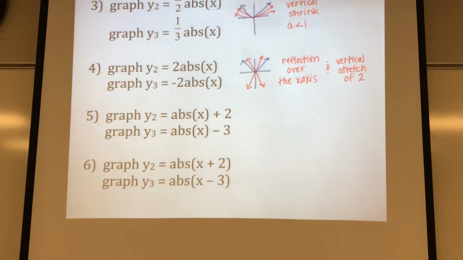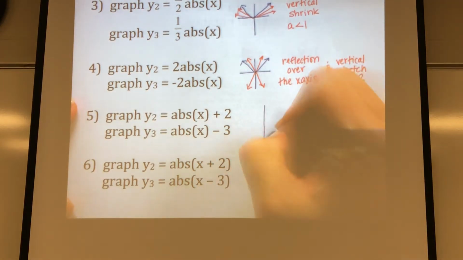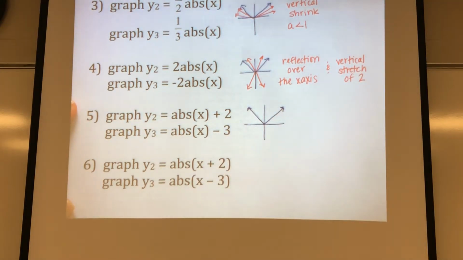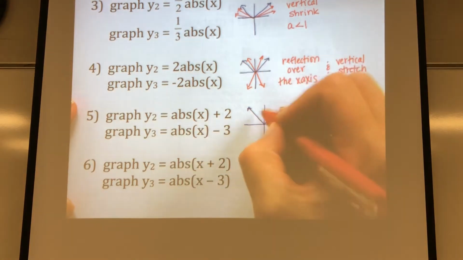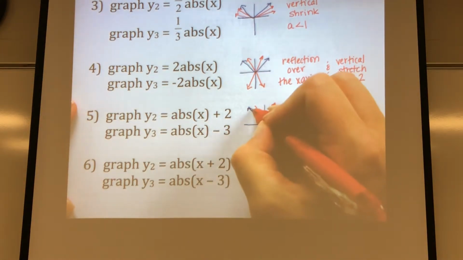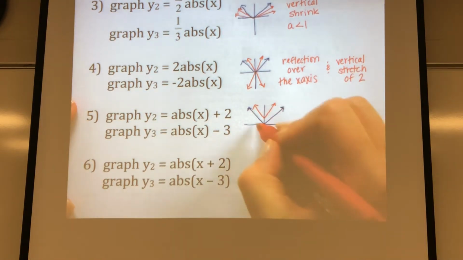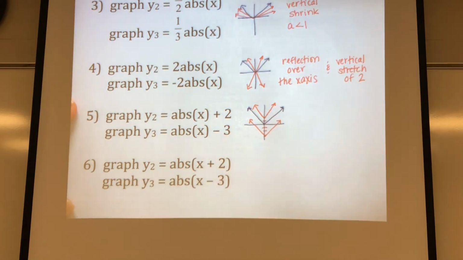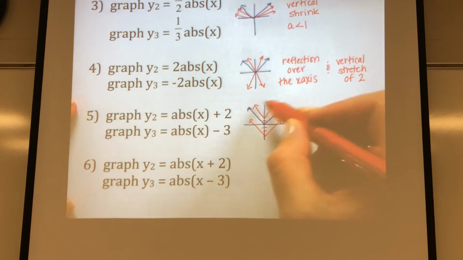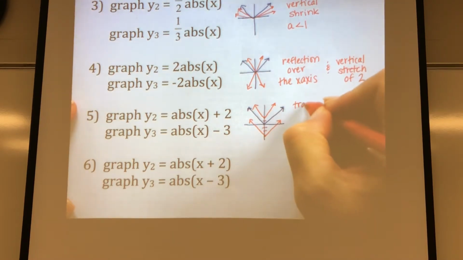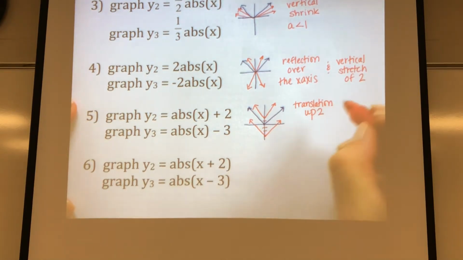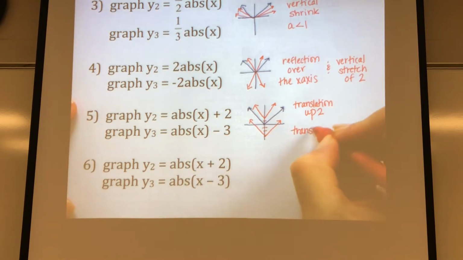All right, number 5. So we have our parent function. Always use that to compare all of these. And then we had one that had an absolute value plus 2 on the outside. You should have seen that it moved your absolute value function up 2. And then the next one moved it down 3. So we would describe this first one as a translation up 2, and then the next one would be a translation down 3.